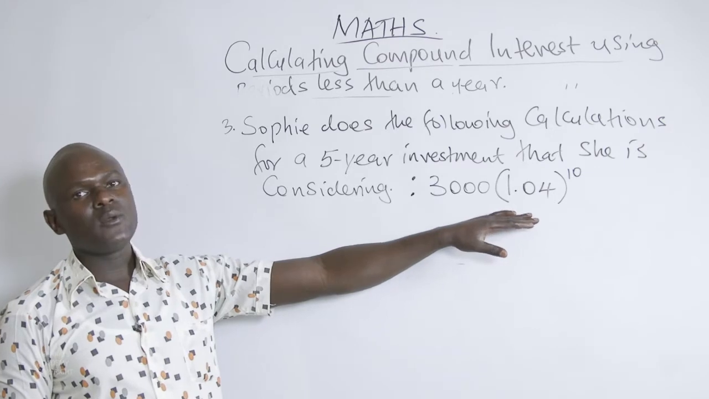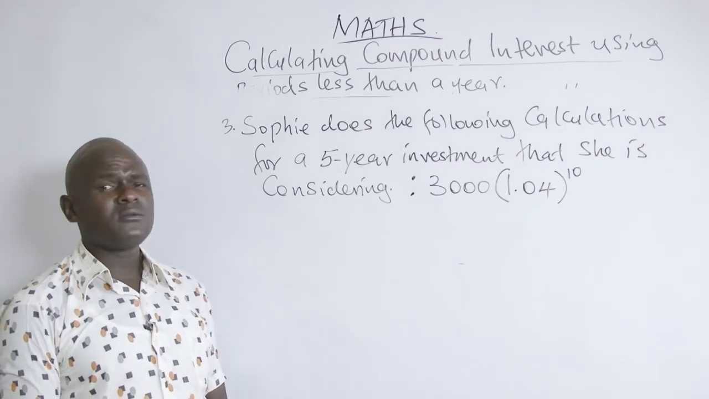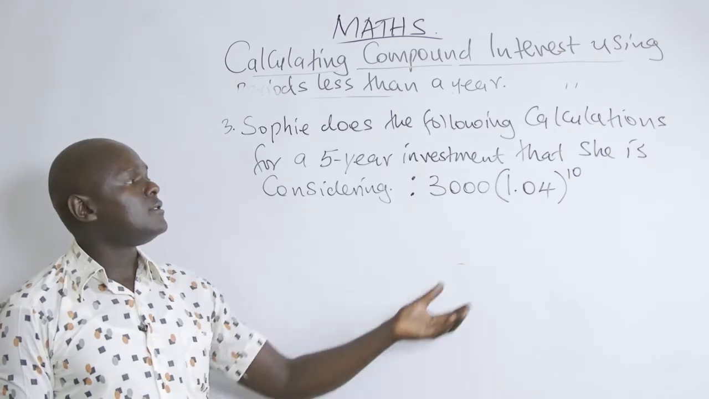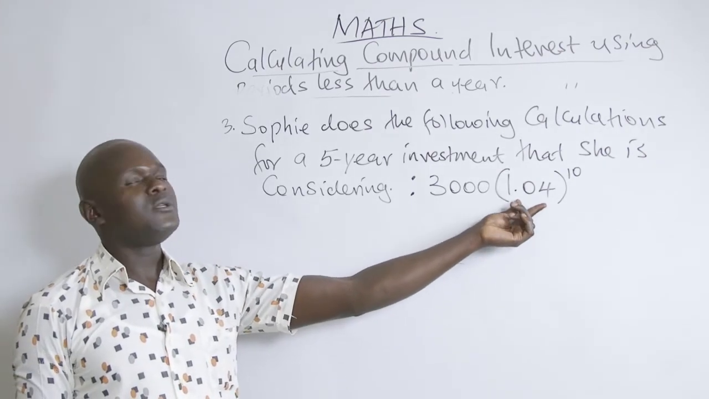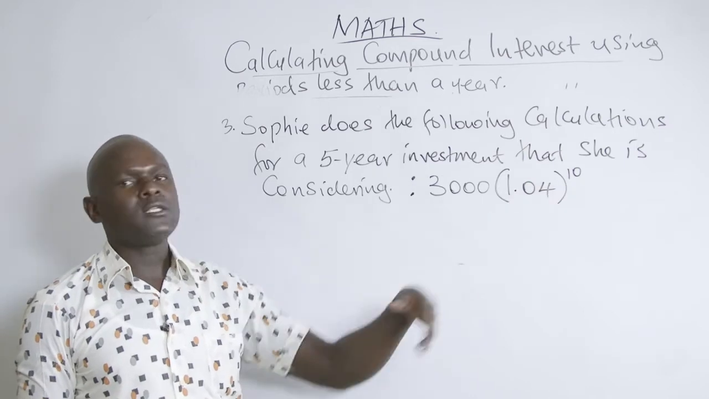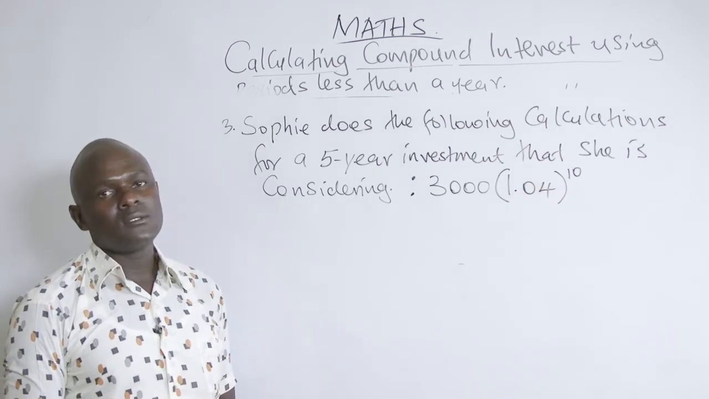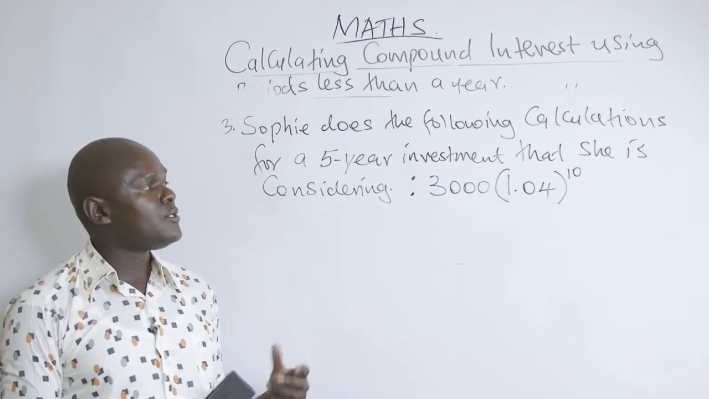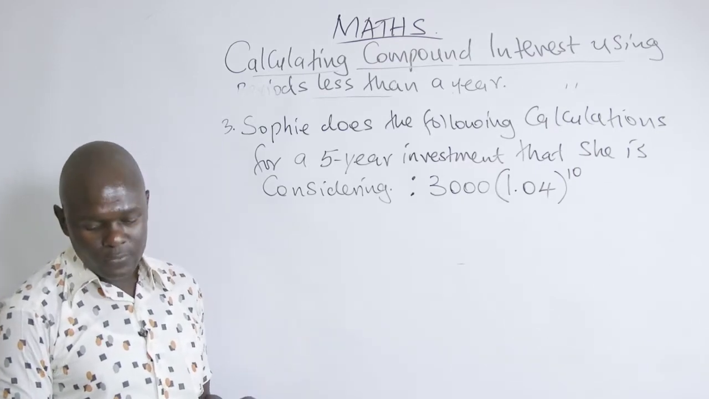We are just provided with this expression, just 3,000. In brackets we have 1.04, and above that we've been told that this figure has been raised to power 10. We don't know what these figures imply or what they stand for. Let us look at the questions and try to solve them.